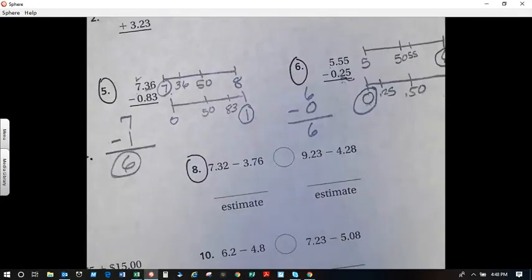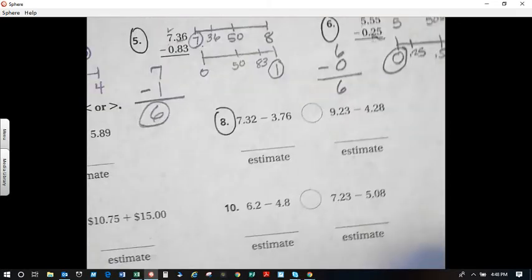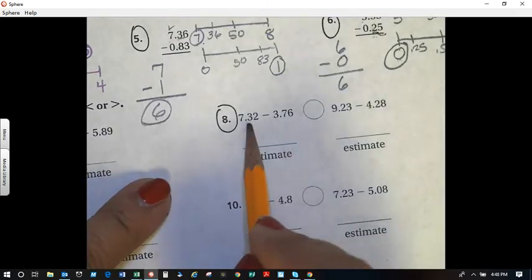All right. Excuse me. Let's look at number 8. Still following the same concept. But now, is it going to be a lot easier?